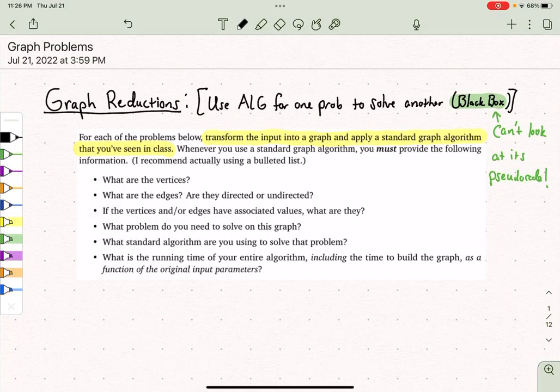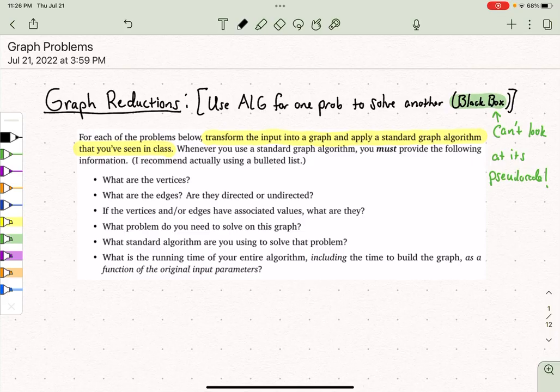Alright everyone, in this video we're going to talk about graph reductions a little bit more than in class. So recall, a graph reduction is when we use an algorithm for one problem to solve another. Specifically, we're going to be using a graph algorithm. And we're using it as a black box, and what that means is you're using the algorithm as is. Someone gives you the code, you just plug in your input and run it.